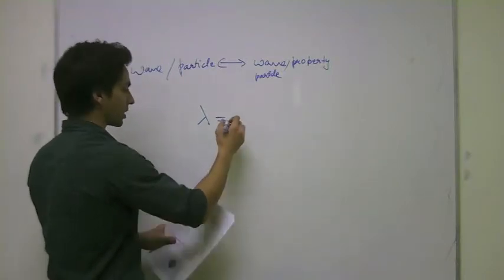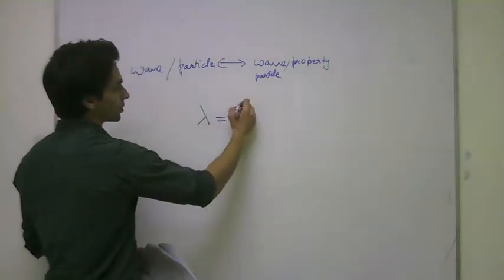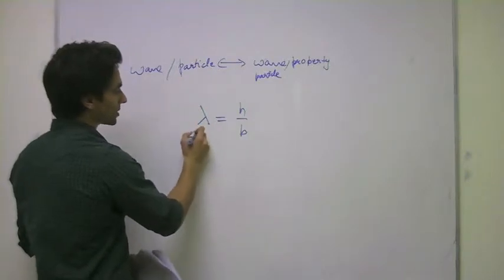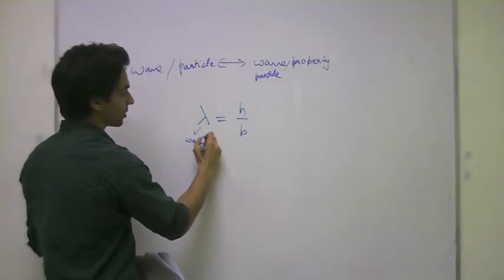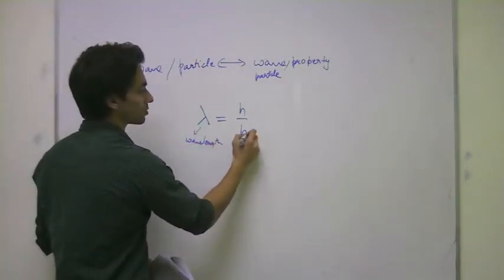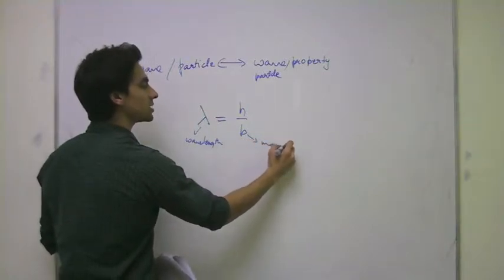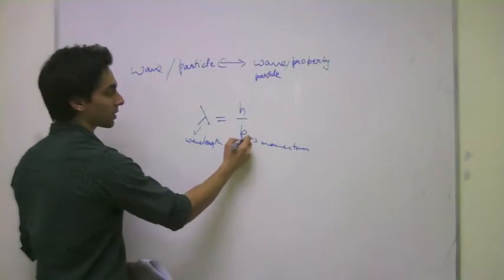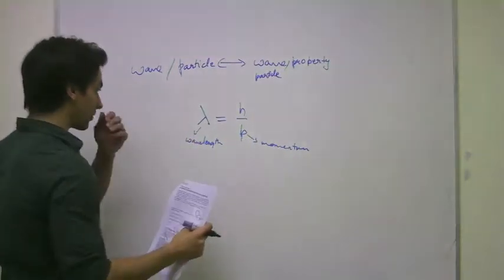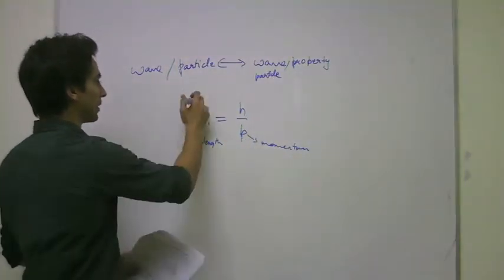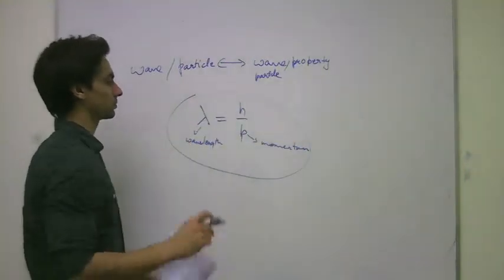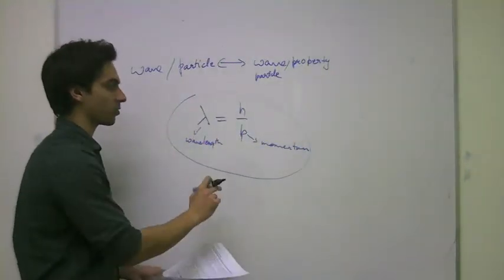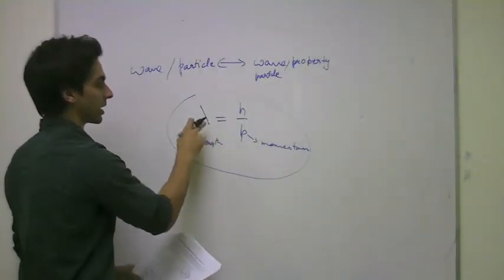Now de Broglie's equation is lambda equals h over p. Lambda is the wavelength, and p here is momentum. So you can see that momentum is a particle phenomenon and wavelength is a wave phenomenon, and both of them have been linked through one equation. So something with a wavelength can have a momentum, and something with a momentum can have a wavelength.